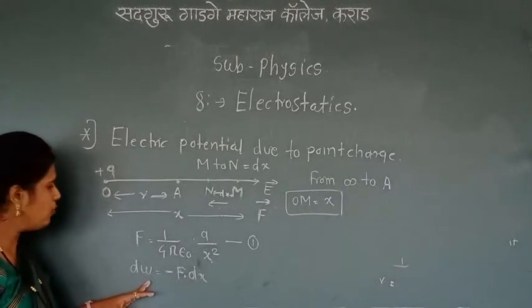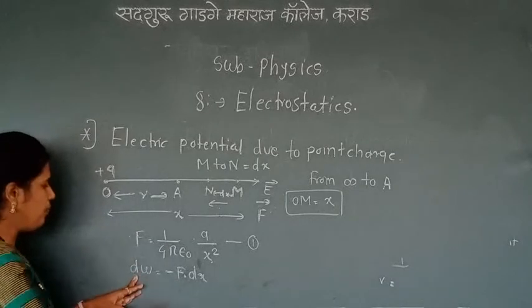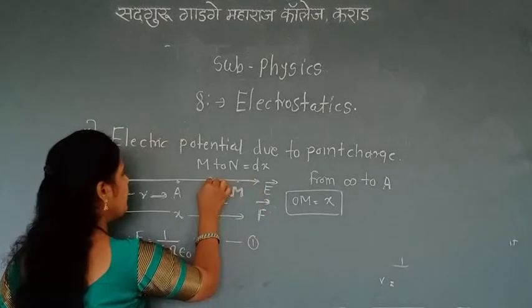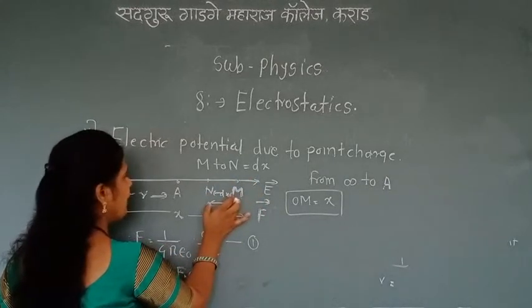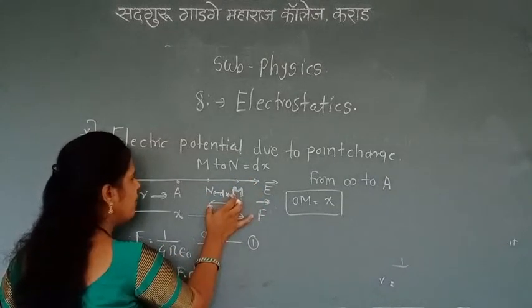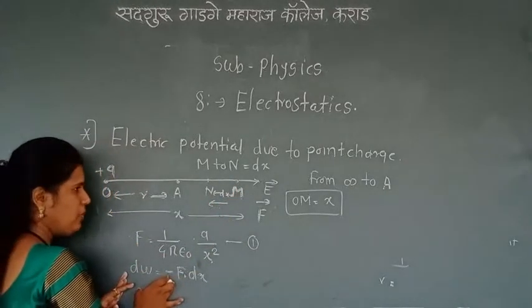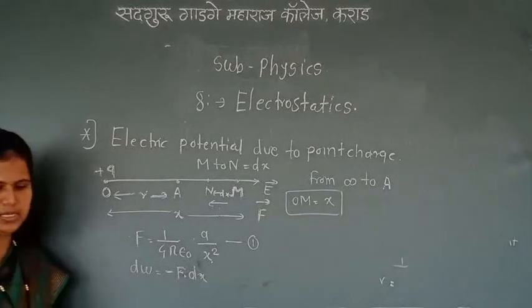So here we have to write a negative sign because work is done. The point charge moves from here to here, an infinitesimal displacement. So here work is done, and dW is equal to minus F dx.